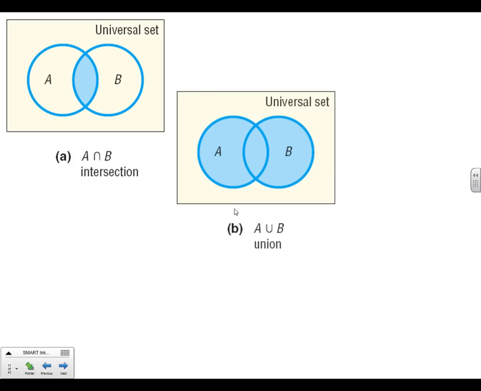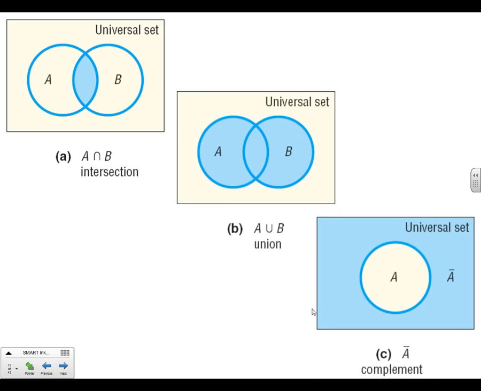All right, and here's a union. That means anything that shows up anywhere, so the whole thing's blue. And then we have the complement of A. Everything that's in the universal set that's not in the A set would be A bar, the complement.